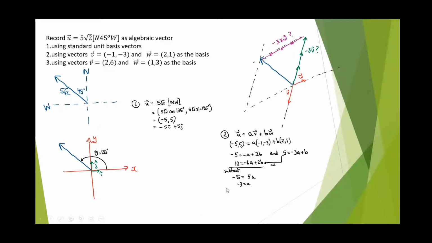So now we need to plug a equals negative 3 into one of the equations, and we will get that b is negative 4. So I was slightly off up here, but that's okay. And so the final answer for u in terms of v and w is negative 3 v's minus 4 w's.